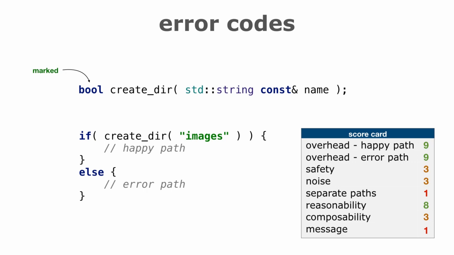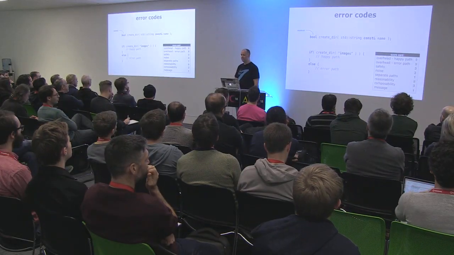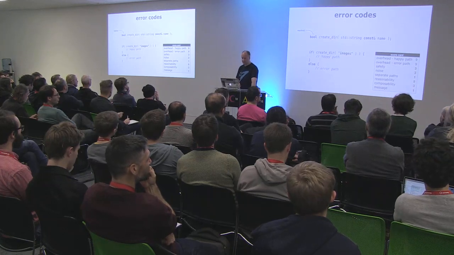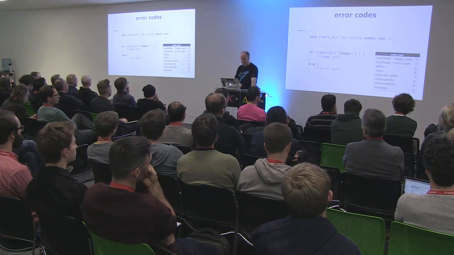So here's our scorecard for this one. You can see the overhead is actually pretty good, as in low overhead, so high scores. All we're really paying for is the cost of returning the bool and the if-else check. And modern optimizing compilers and CPUs can do a pretty good job of optimizing that away almost completely, in fact. So maybe 9.5 would be a better score there.